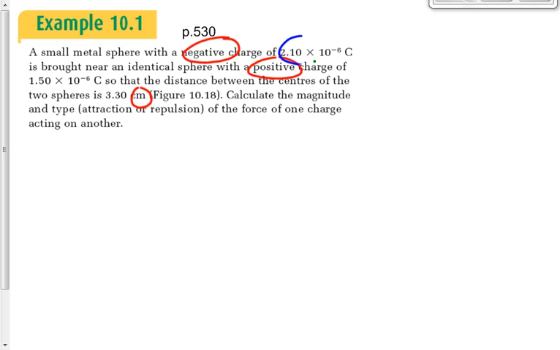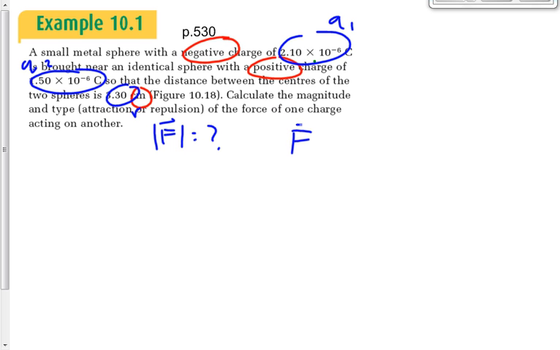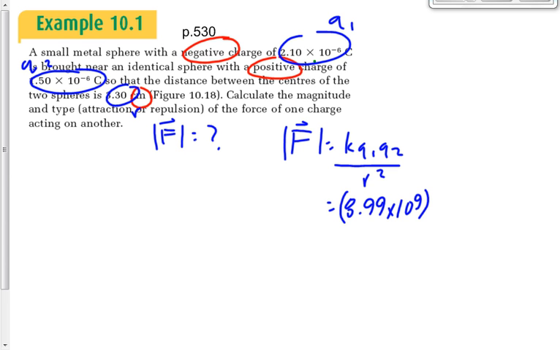We're going to call this Q1. We're going to call this Q2. We're going to call this R, and we want to find F. The magnitude of the force, first of all, it's going to be K, Q1, Q2 over R squared. K is 8.99 times 10 to the 9 times, notice what I'm doing here?